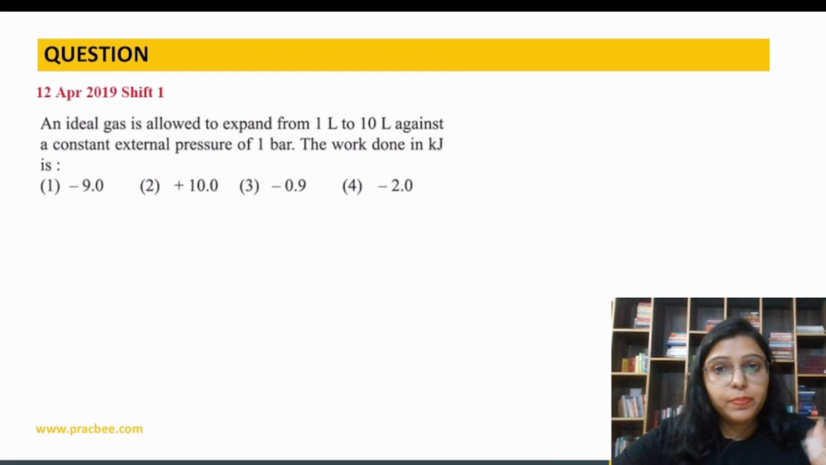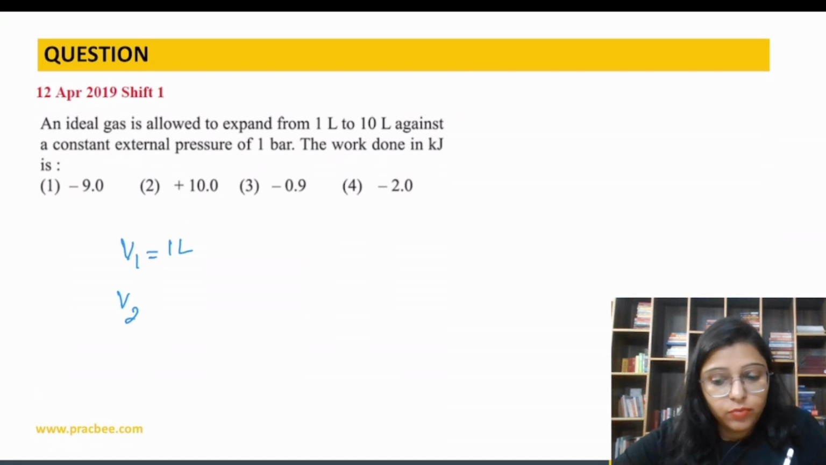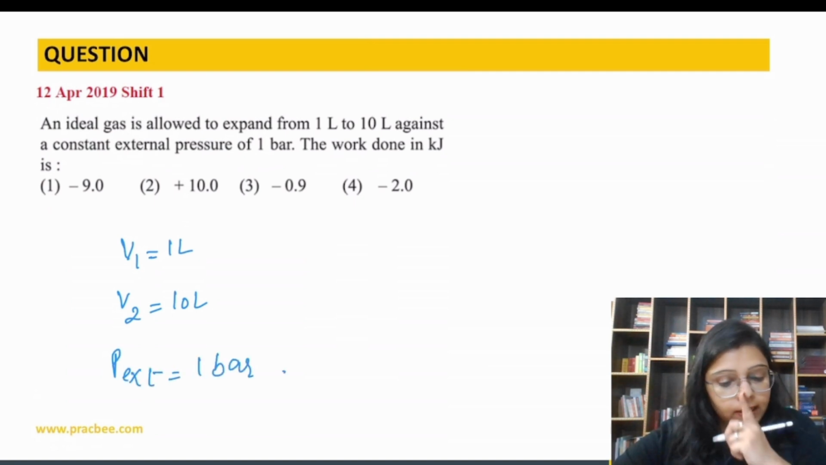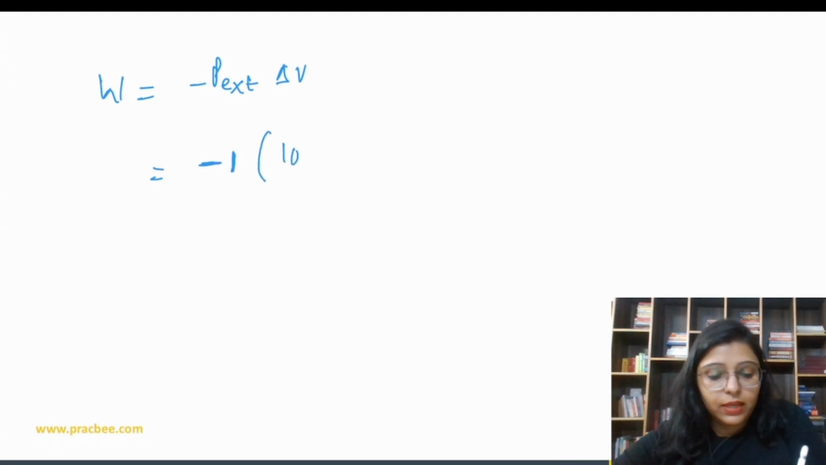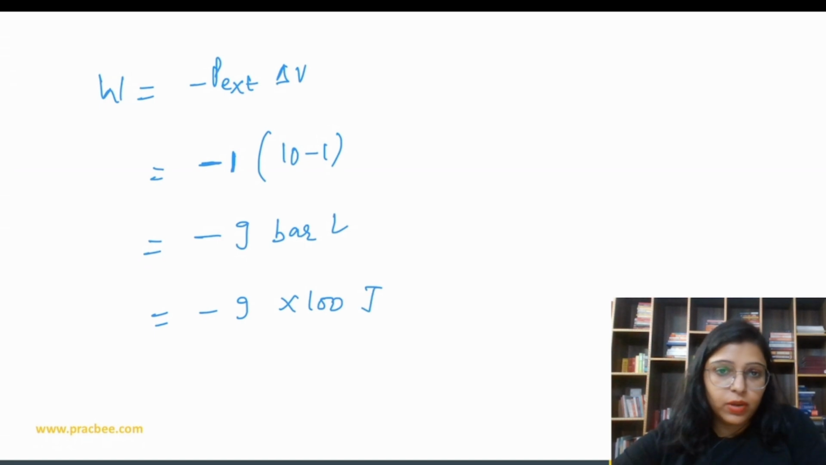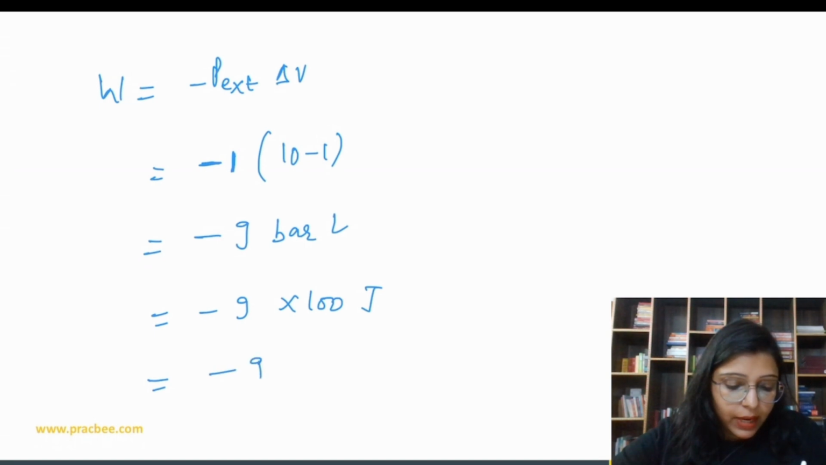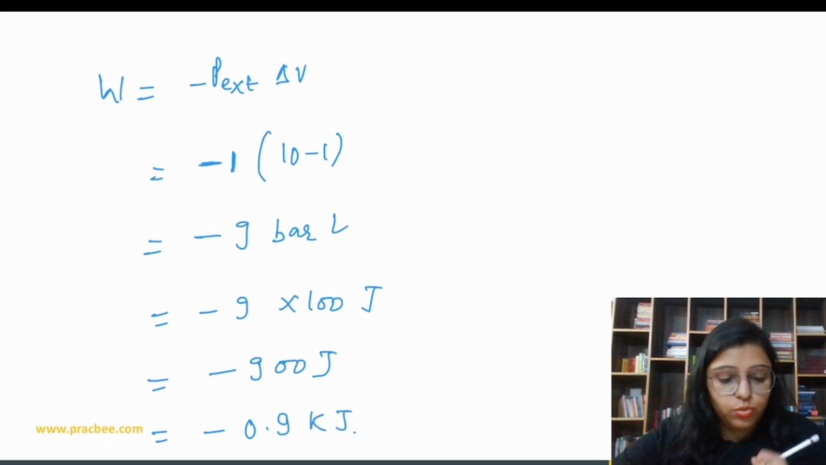An ideal gas is allowed to expand from 1 liter to 10 liter. That is, initial volume is 1 liter and final volume is 10 liter against a constant external pressure of 1 bar. So work done in kilojoule is: work done is minus P external delta V. So minus P external is 1, delta V is 10 minus 1, which is equal to minus 9 bar liter. So minus 9 into 100 joule, since 1 bar liter is equal to 100 joule we can take. So that is minus 900 joule, which is equal to minus 0.9 kilojoule.